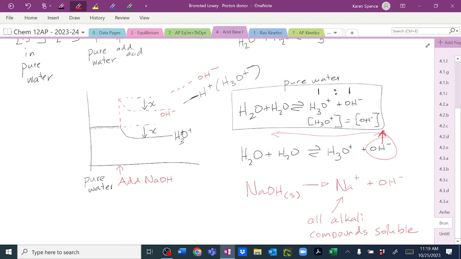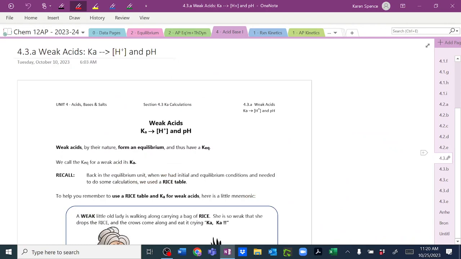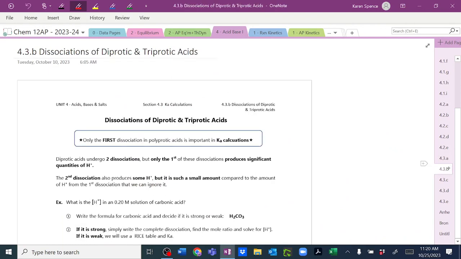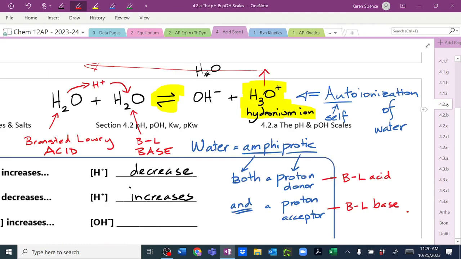Does anyone feel like they'll want me to print these notes off for tomorrow? Yes? Okay, I will do so. Oh, hang on, 4.28, there we go.